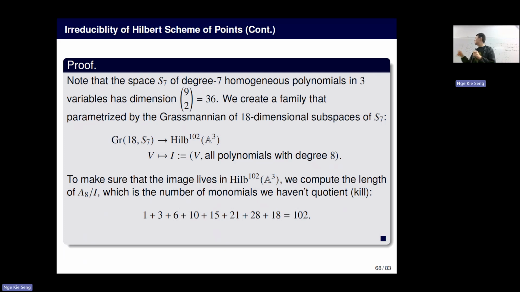But in the degree 7 case, the total should be 36, but we quotient 18 of them, so it's left with 18, and we figure out that this sum equals 102. So we show that the image of this map actually lives in the Hilbert scheme of 102 points.